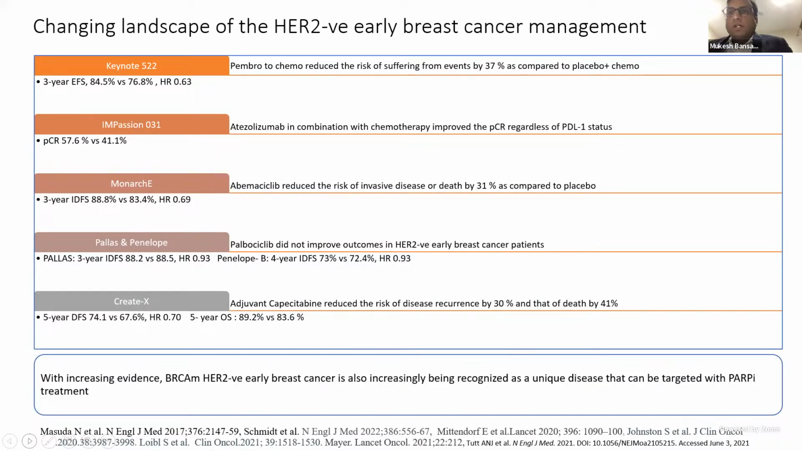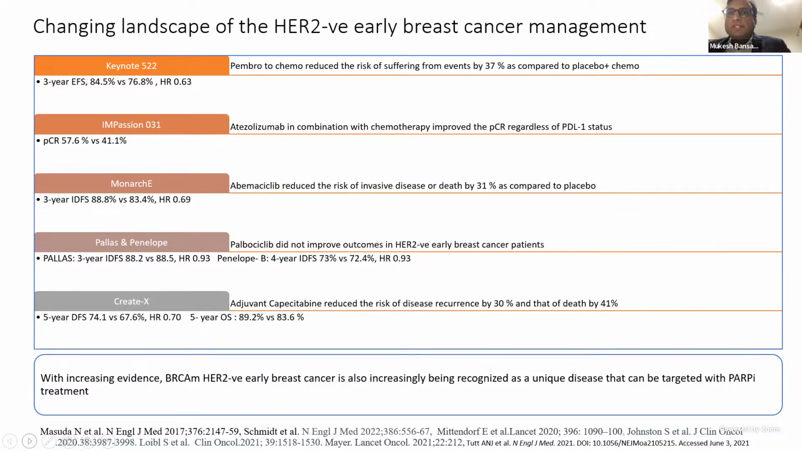Now, how are the newer targeted treatments changing the landscape of HER2 negative early breast cancer management? In hormone positive disease, we have the endocrine therapies. In HER2 positive, we have the anti-HER2 blockade: trastuzumab, pertuzumab, and TDM1. But in triple negative disease, the options are limited beyond chemotherapy. Newer studies like KEYNOTE-522, where pembrolizumab is added to chemotherapy, reduced the risk of events by 37% as compared to placebo plus chemotherapy. The 3-year event-free survival shows a benefit of around 8%. Overall survival benefit is yet to mature.